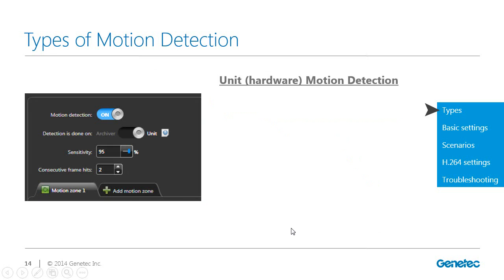There are two types of motion detection that can be done if the video unit supports it. The first one is on the unit itself, which is sometimes called hardware motion detection. The values are sent to the unit, but the interpretation of the motion detection is being done by the hardware. Now, of course, the advantage of doing this is that all the image processing load is taken on by the unit, and there's no extra strain on the server the archiver role is running on.